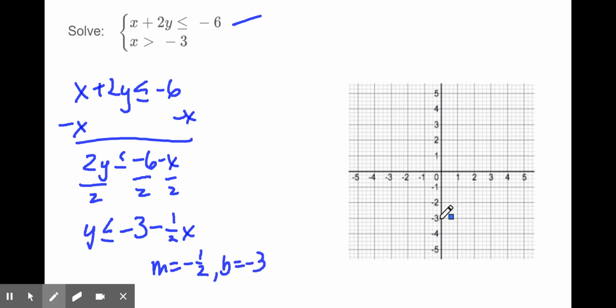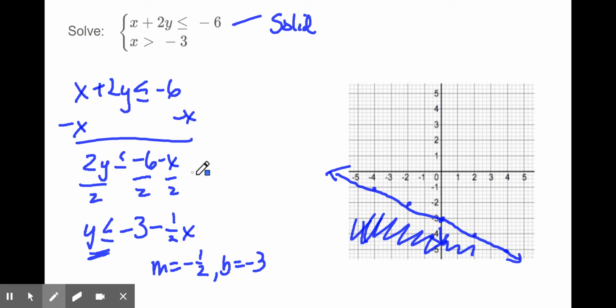I'm going to start by going down 3. Then I'm going down 1, 2 to the right, or up 1, 2 to the left. It's going to be a solid line. All right, and let me look at the slope-intercept form. It says y is less than, so I would shade down here in blue. Anywhere down here would get shaded in blue.